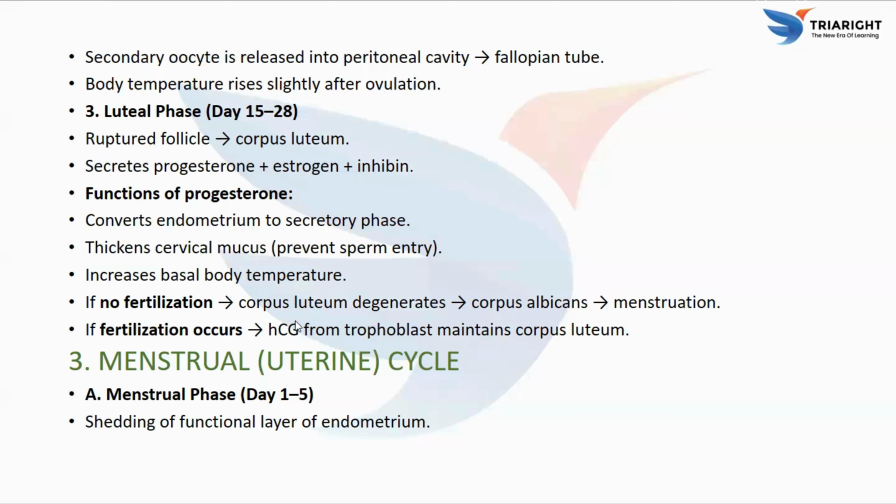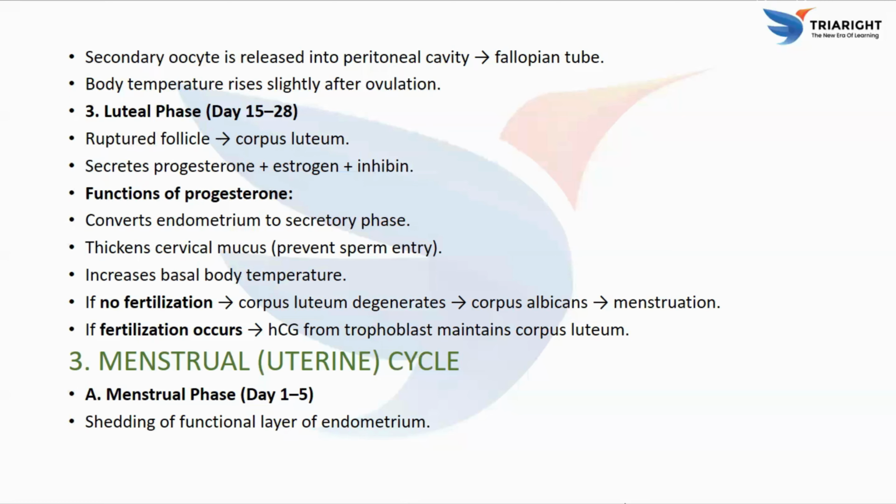So what happens if fertilization does occur? HCG maintains the corpus luteum. The early embryo, which is called the trophoblast, releases the HCG. This is the same hormone detected in the pregnancy test. This HCG keeps the corpus luteum alive, so progesterone continues. This maintains the uterine lining, prevents menstruation, and supports the early pregnancy until the placenta takes over hormone production, which takes around 10 to 12 weeks. So then the menstrual or uterine cycle.